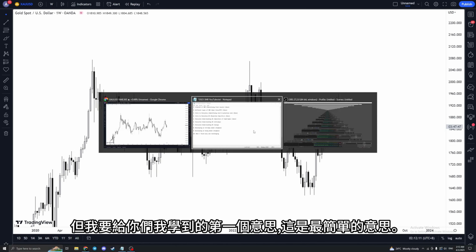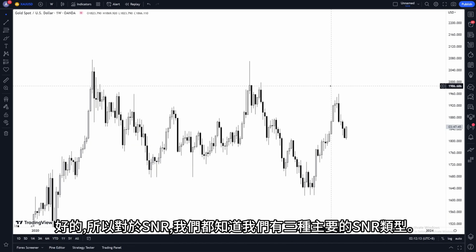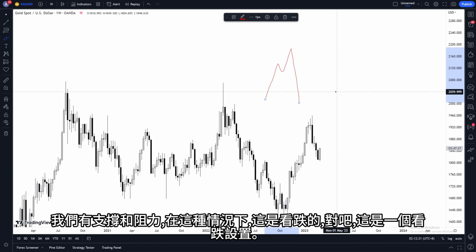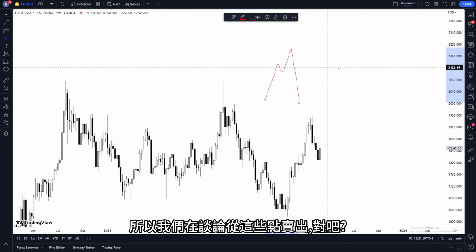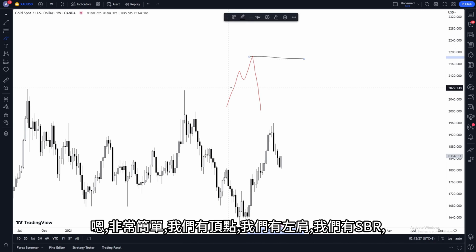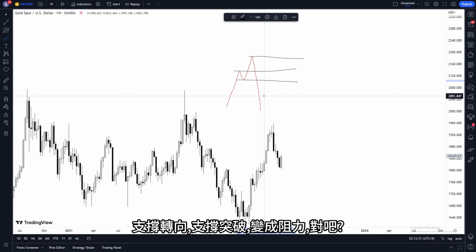All right. So, with SNR, we all know we have the three main types of SNR. We have support and resistance. In this case, it's bearish, right? It's a bearish setup, so we're talking about selling from these points. What are the three things we have? Well, very simple. We have ourselves the apex, we have the left shoulder, and we have the SBR, the support breaks, turns into resistance, right?